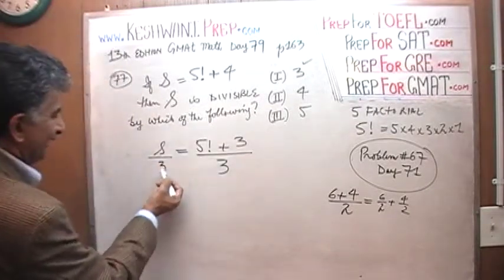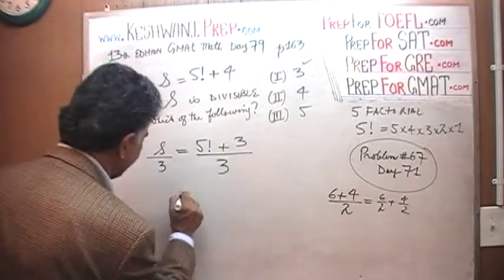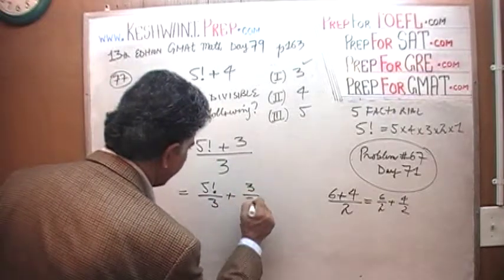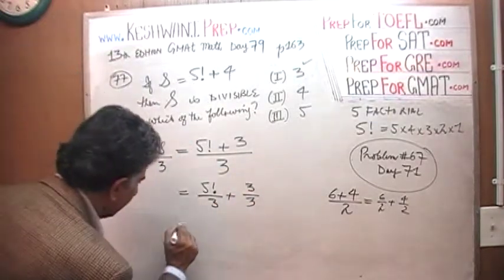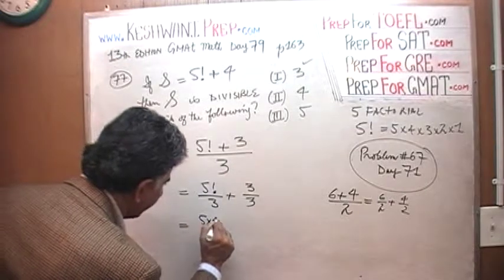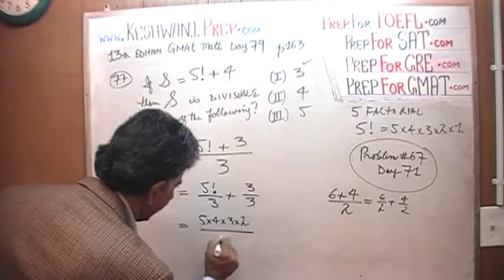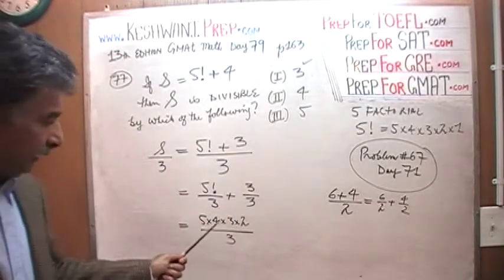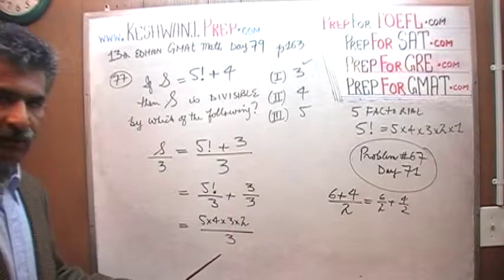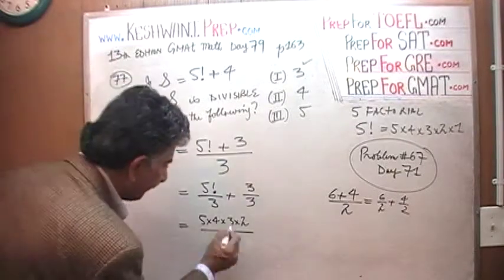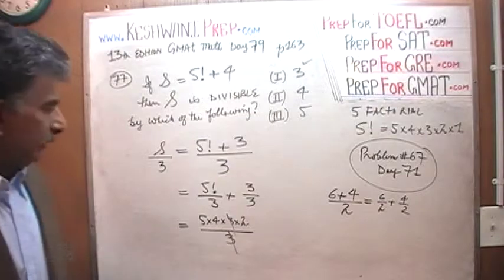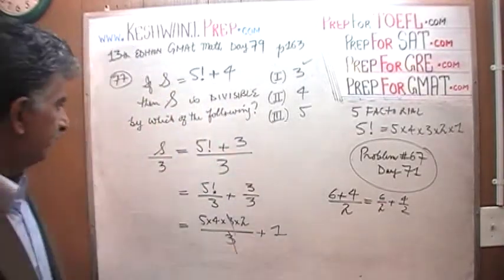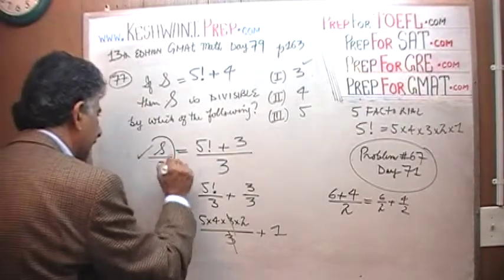So if you were to divide this quantity S by 3, this should be the same as 5 factorial divided by 3 plus 3 divided by 3. Now 5 factorial of course is 5 times 4 times 3 times 2, divided by 3. Now can this quantity be divided by 3? Is 5 times 4 times 3 times 2 divisible by 3? Of course it is, right there. What about this quantity, 3 divided by 3? Of course it's divisible by 3, which means S divided by 3 works.